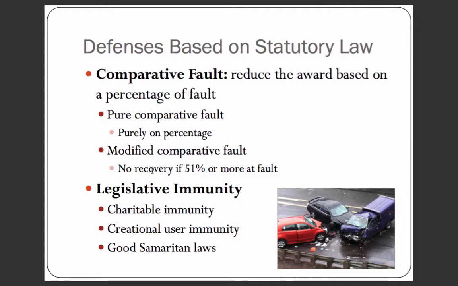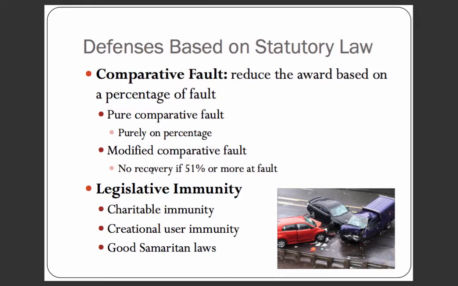And then the final example, so we did common law, we did contract law, and now we're doing statutory. And again, these are laws that are passed by the legislature. We've got comparative fault and then immunity. So with comparative fault, that is a defense where even if a defendant is liable for negligence, the amount of the recovery is reduced based on how much the plaintiff is at fault.